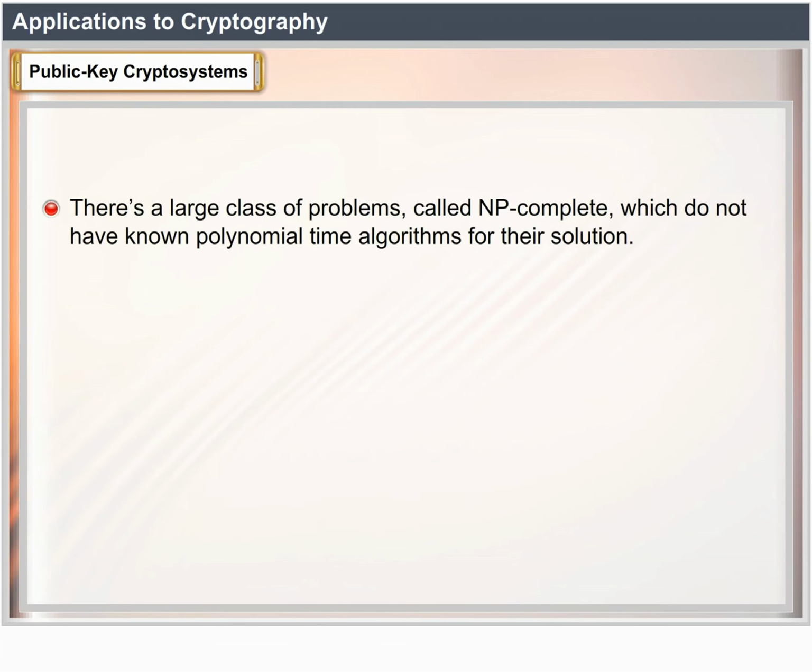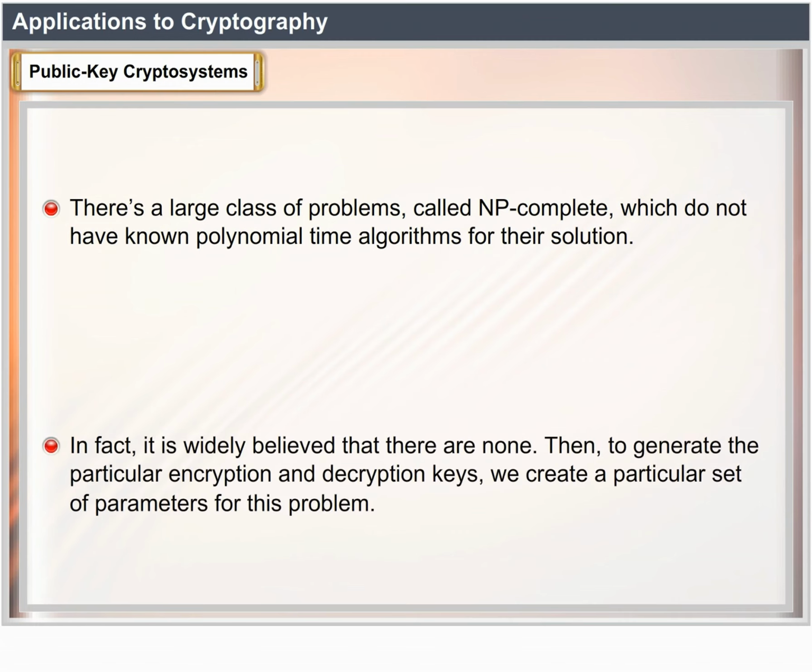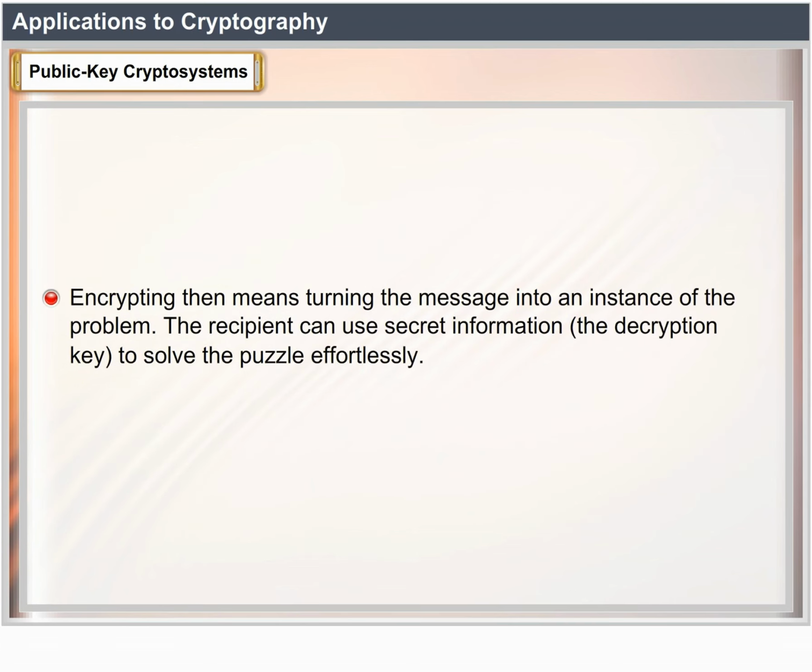There is a large class of problems called NP-complete, which do not have known polynomial time algorithms for their solution. In fact, it is widely believed that there are none. Then, to generate the particular encryption and decryption keys, we create a particular set of parameters for this problem. Encrypting then means turning the message into an instance of the problem. The recipient can use secret information, the decryption key, to solve the puzzle effortlessly.